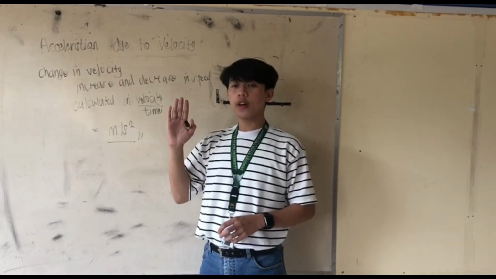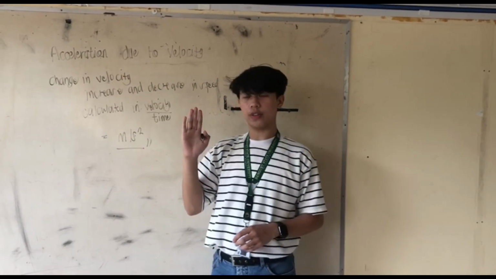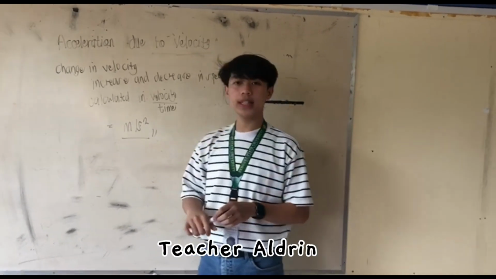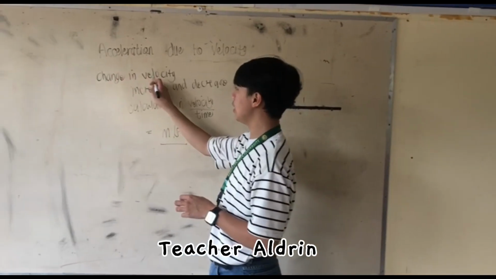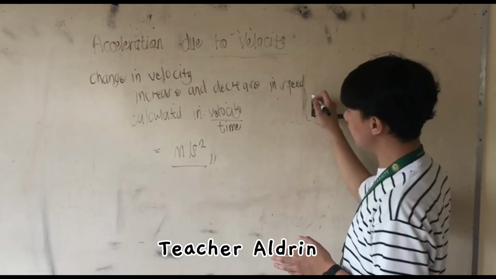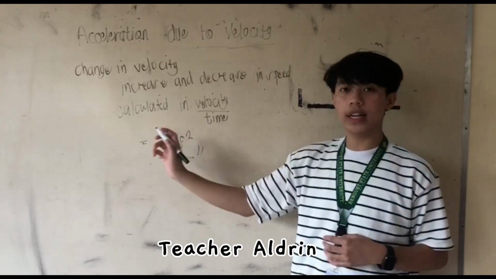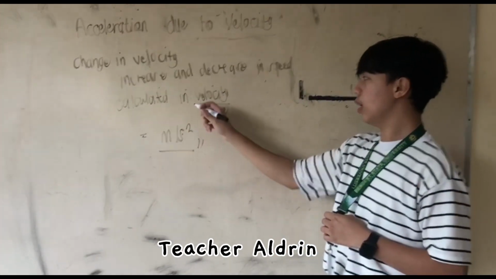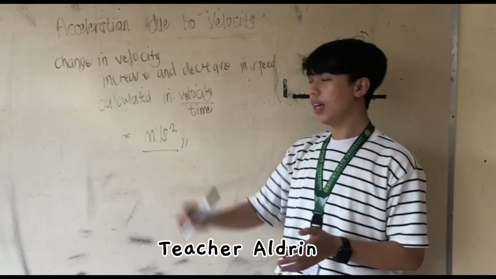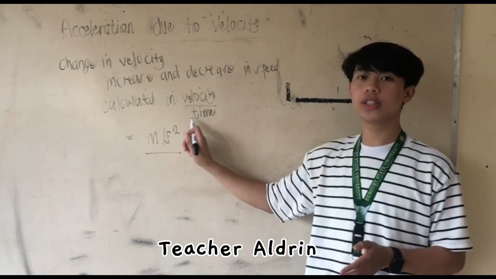So, sir, what is acceleration due to velocity? Acceleration due to velocity simply means that it is a change in velocity, which involves the increase and decrease in speed that is being calculated in velocity over time. And it is being quantified in meters per second squared.